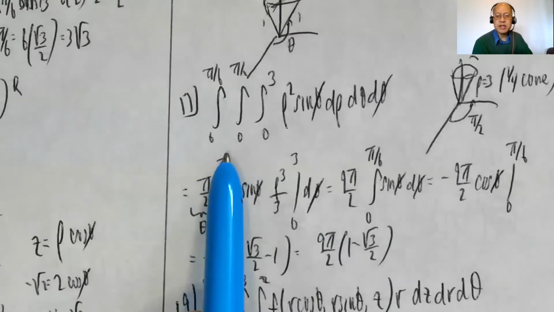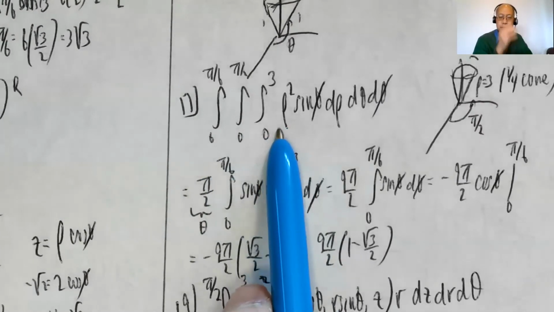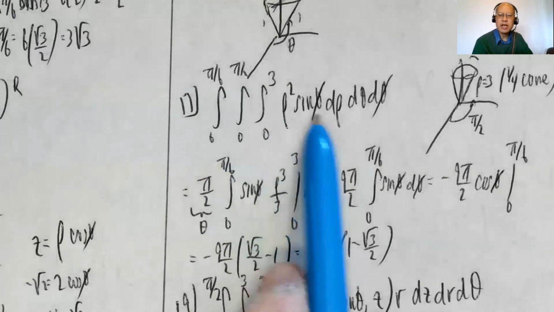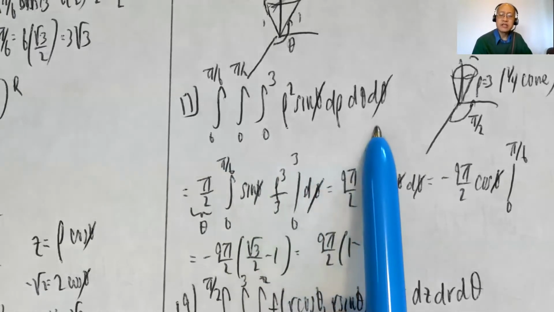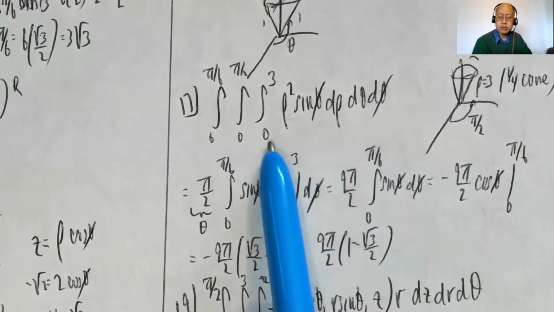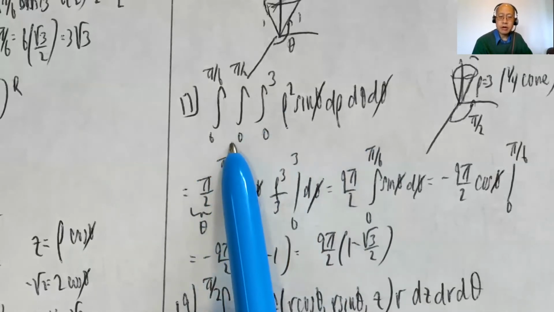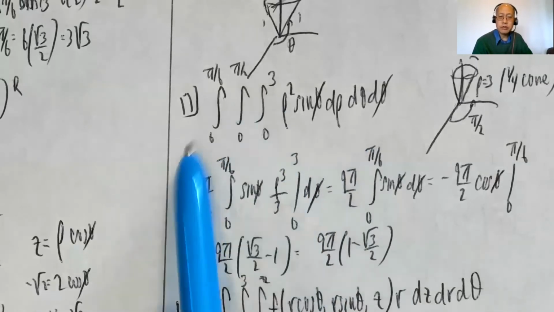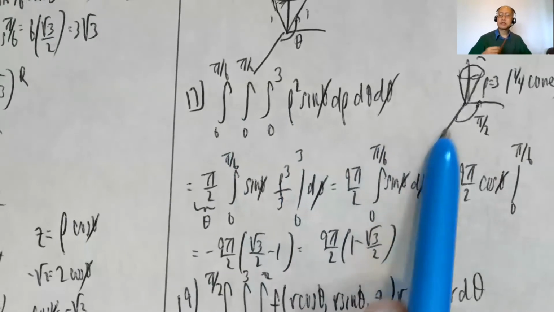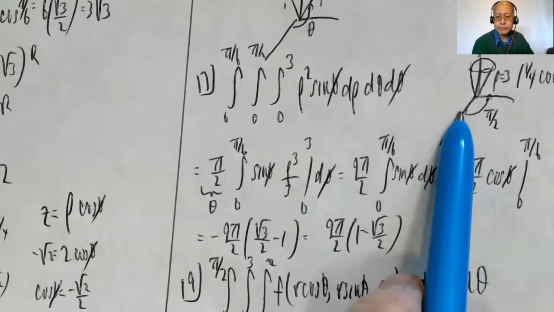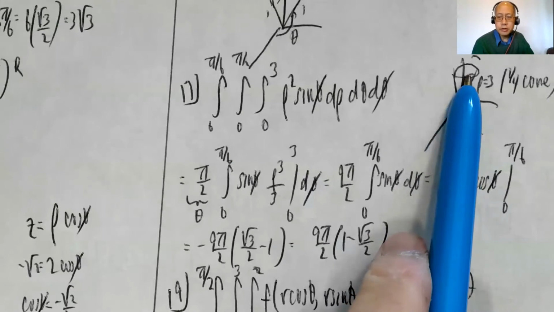Okay, then for problem 17, you are finding the volume because rho squared sine phi d rho d theta d phi is volume. Okay, so rho is going from 0 to 3. Theta is going from 0 to pi over 2. Phi is going from 0 to pi over 6. So we're getting a picture like so. Rho is going from 0 to 3.